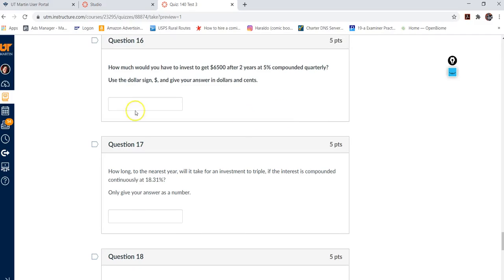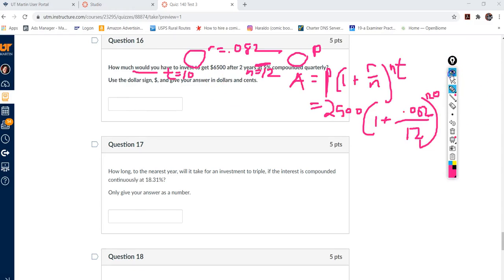5660.44. How much would you have to invest to get $6,500? So that's what you end with.